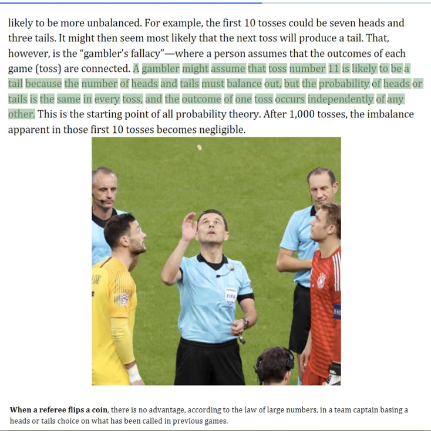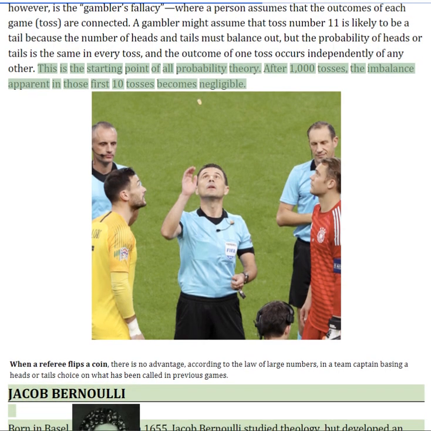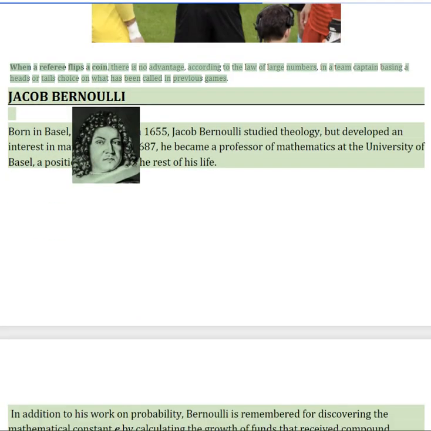That, however, is the gambler's fallacy, where a person assumes that the outcomes of each game are connected. A gambler might assume that toss number 11 is likely to be a tail because the number of heads and tails must balance out, but the probability of heads or tails is the same in every toss, and the outcome of one toss occurs independently of any other. This is the starting point of all probability theory. After 1,000 tosses, the imbalance apparent in those first 10 tosses becomes negligible. When a referee flips a coin, there is no advantage, according to the law of large numbers, in a team captain basing a heads or tails choice on what has been called in previous games.